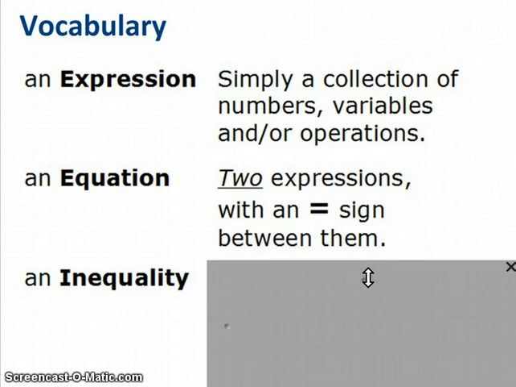So let's go back to that idea of an expression. When I say it could be all of those things, it could be numbers, variables, and operations. It could just be one number, or it could just be one variable. So for example, two expressions, we could be saying, for example, x equals 2. Well, x is a variable, and it's an expression. 2 is a number, and it's an expression. And x equals 2 together, those make an equation.